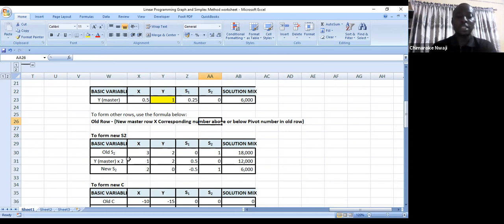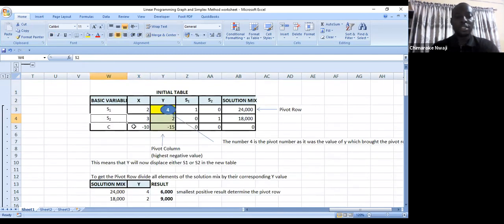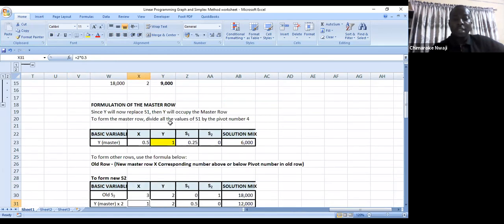Okay, so let's understand now. The number below the pivot is 2. So how do we get this 2? Look at S2 that we want to form. The old S2 is this row here. We have 2, 3 here. We have 2. So look at this number below the pivot. It's 2. That is why we are using it to multiply this master. So you see the old S2 was copied and pasted from here.